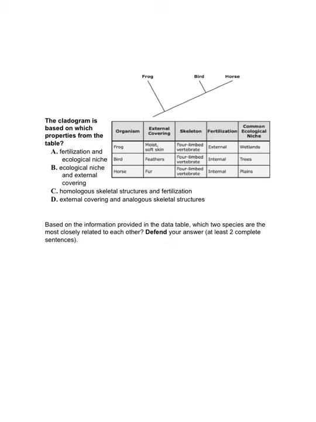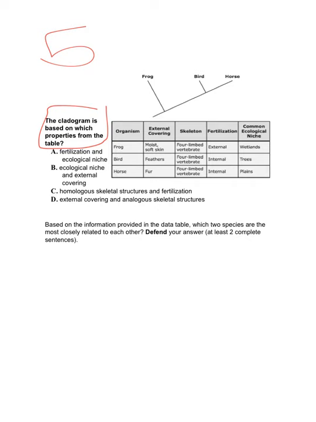Last question, guys. This is question 5. It says, based on the information provided in the data table, which two species are the most closely related together? Okay, so that's our extension question. Our original question is right here in bold. This is station 5 again. The cladogram is based on which of the properties from the table?